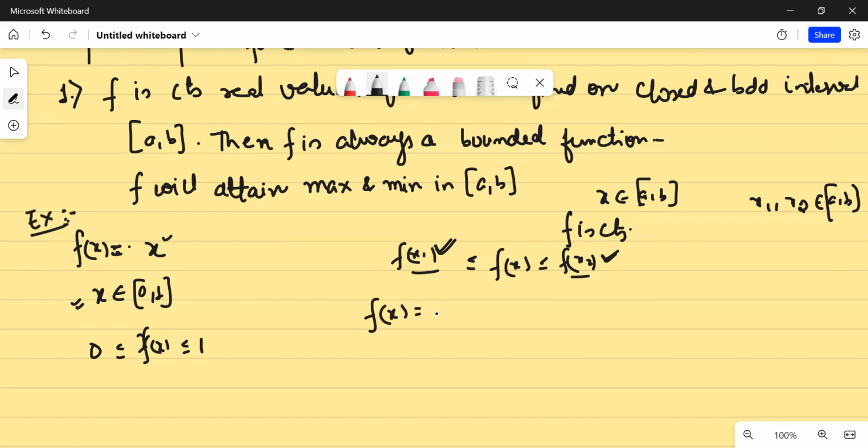Yes, sir. Let us take another example. Let us take f(x) equal to x squared, and now I'll take x lying between -2 and +2. So this is a closed bounded interval, isn't it? So the domain of f is a closed and bounded interval.